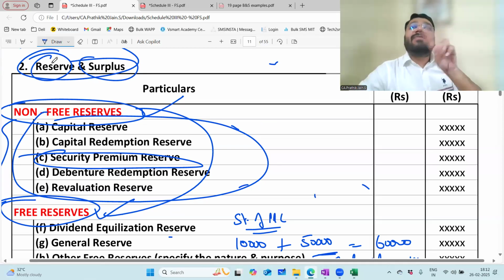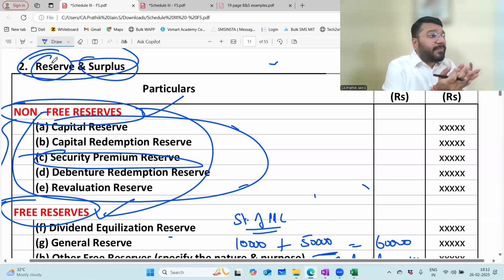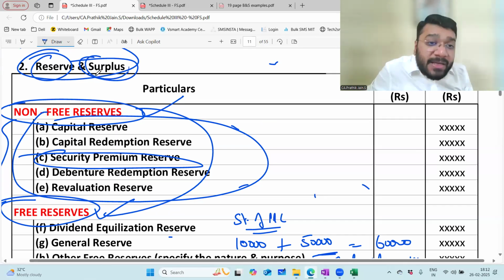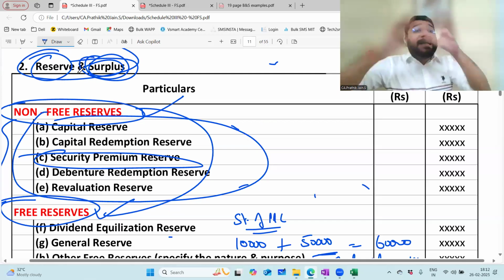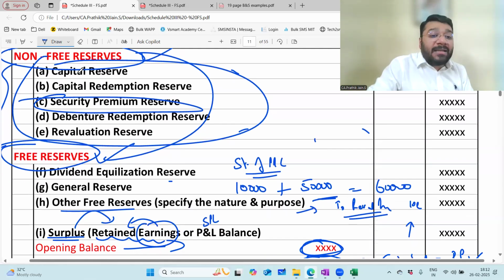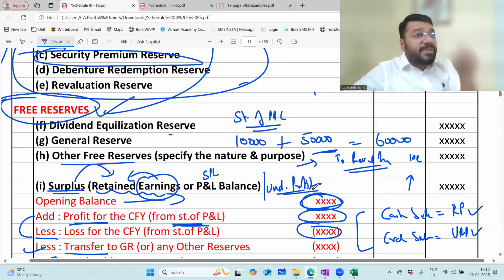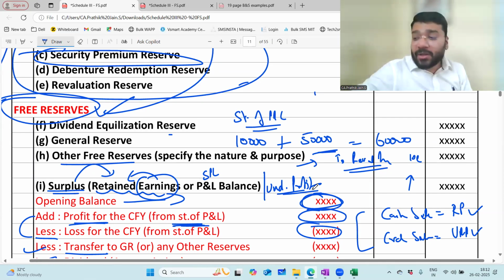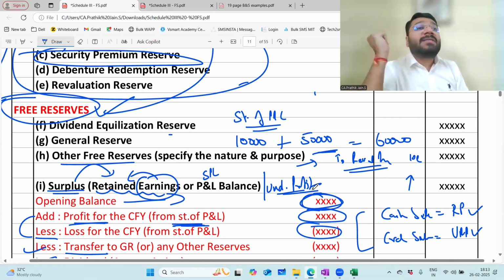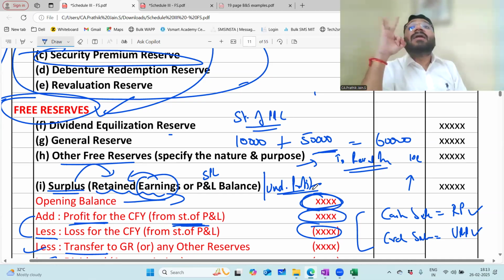So are you able to understand the difference between reserves and surplus? Reserves is your general saving or specific saving. Where is it coming from? It is coming from the surplus. Surplus is nothing but the retained earning of the business, which is also called undistributed profit. The profit which is not being given to anybody, which is still with the business, is called undistributed profit. So my question goes to all of you. Surplus has how many names? 3 names. One is retained earning, P&L balance, and undistributed profits.